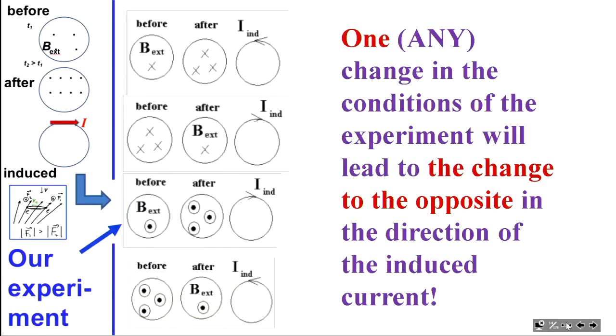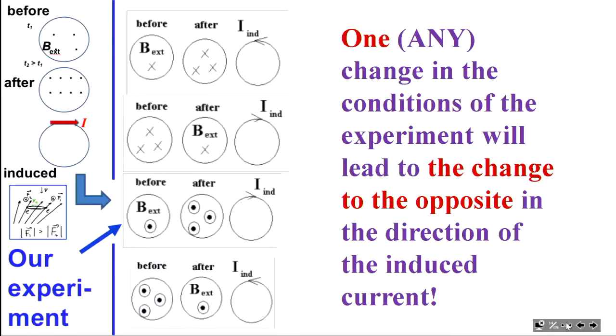But what if, instead of an increase in flux with the same direction of magnetic field, we would observe a decrease in flux? What would it mean? Well, we don't change the orientation of the magnet, but instead of approaching, the loop would be moving away from the magnet. So strong flux, weak flux.